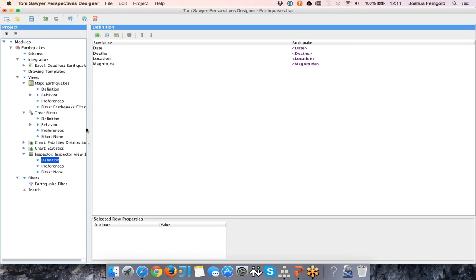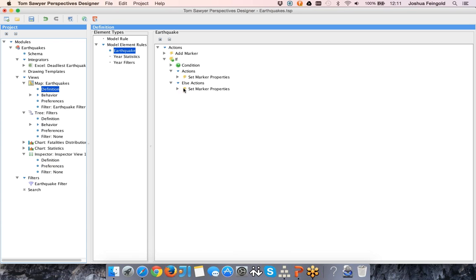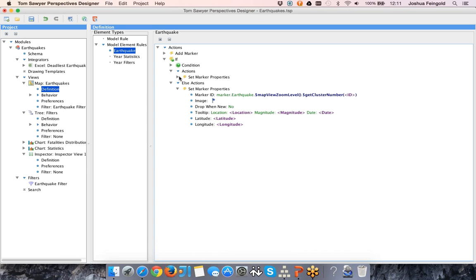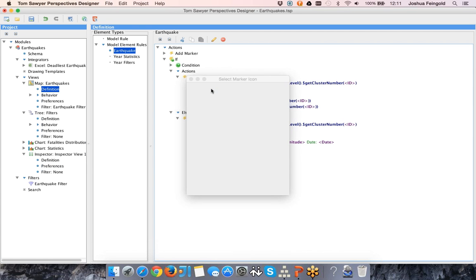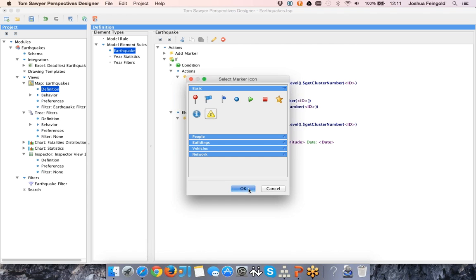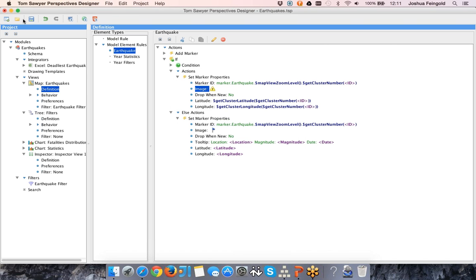And while we're at it, the balls versus the flags, that wasn't terribly distinctive. So let's jump into the definition. Let's change the marker properties. So instead of a ball here, we'll have this as a warning sign, because we're a bit worried about that. Let's save those changes. Launch a new preview.